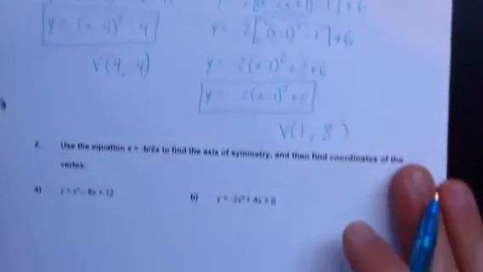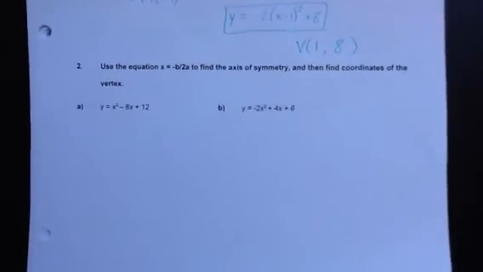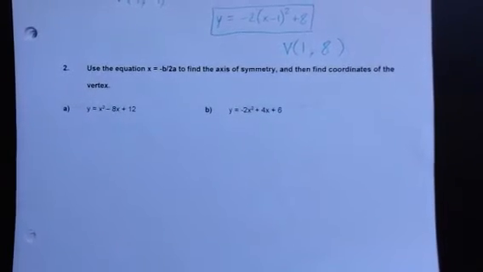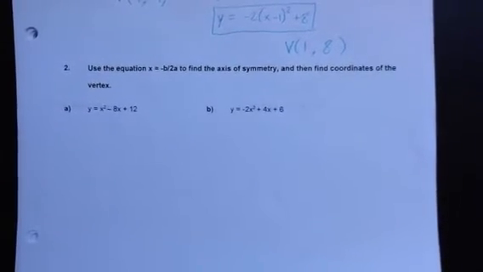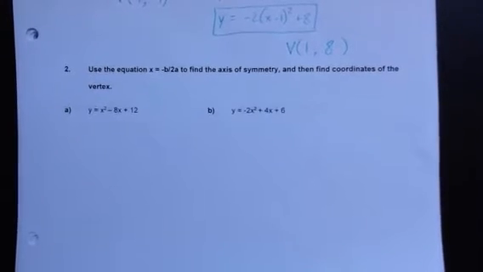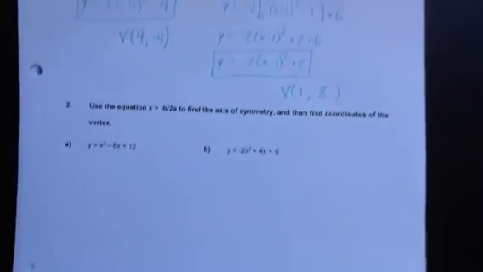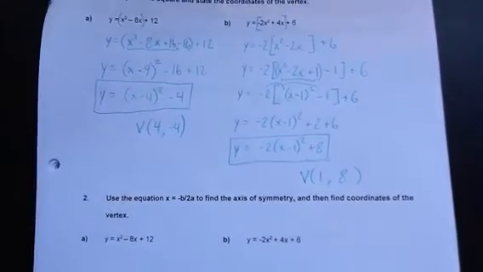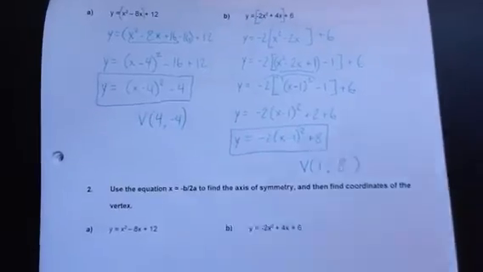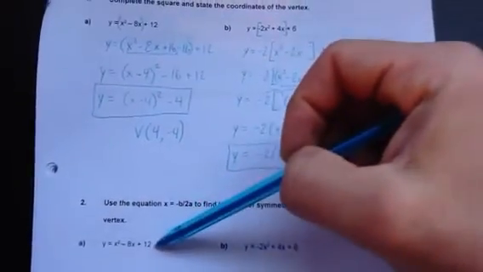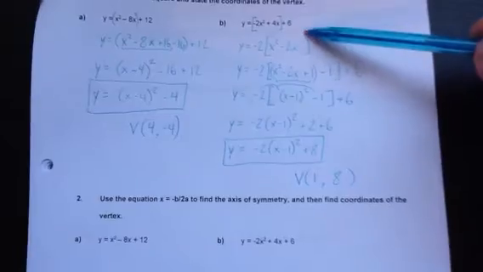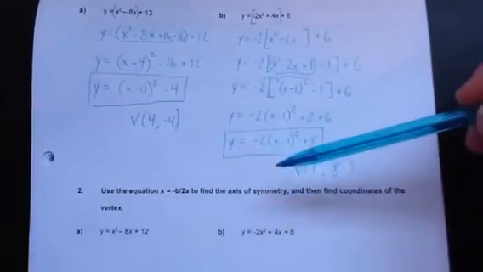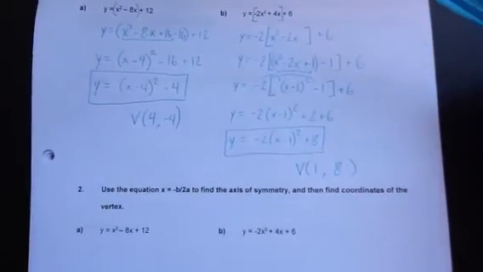Now, if you take a look at the next question, question 2, it says to use the equation x equals negative b over 2a to first find the equation of the axis of symmetry and then find the coordinates of the vertex. So I'm going to do the exact same thing, just in a different way. I'm going to put these exact same formulas. Notice this formula and this formula are the exact same. That formula and that formula are the exact same. I'm going to put these two things into vertex form, but in a different way.